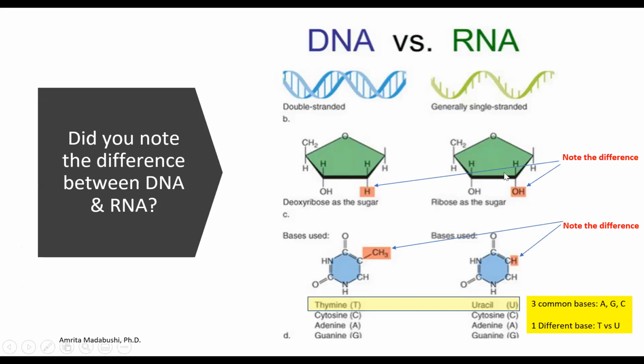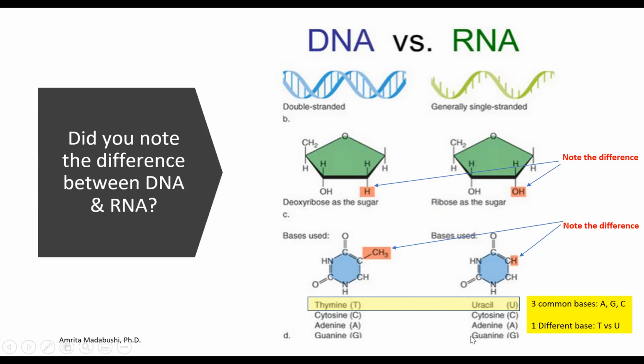So in a nutshell, let's combine together the differences between DNA and RNA. DNA is double-stranded, D for DNA, D for double-stranded. RNA is generally single-stranded. It can be double-stranded, but generally it is single. DNA has deoxyribose sugar, which does not have this oxygen, deoxygenated. And RNA has ribose as the sugar, which does have the oxygen. So please note that difference.